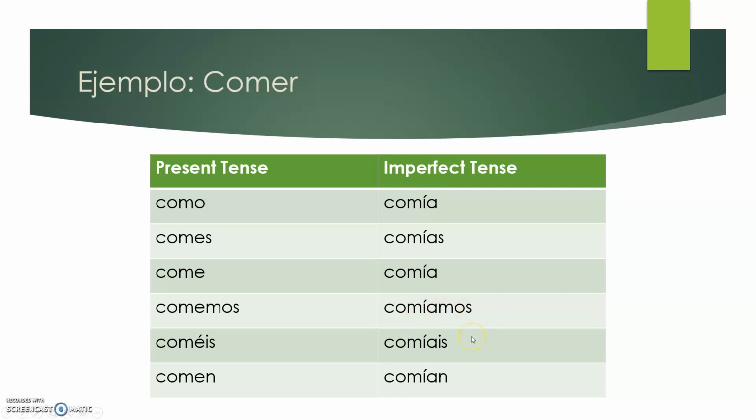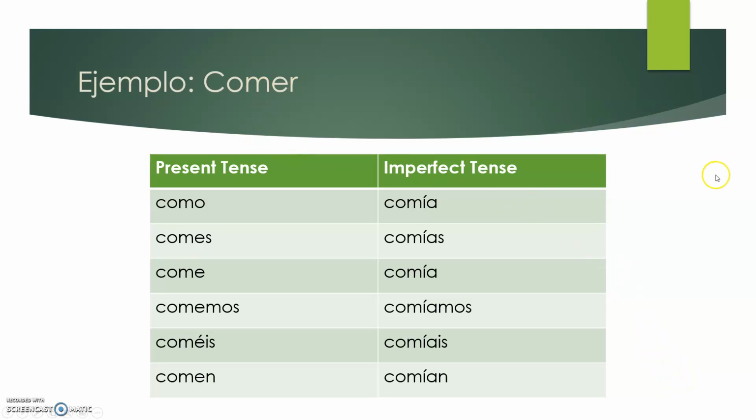Vosotros comíais. Okay, so we still have an IS, similar to the vosotros in the present tense, but it's an IAIS. And that one you really need the accent mark to understand how to pronounce it. Comíais. Okay, and then finally we have ellos, ellas, o ustedes comían. Still has an N, but it has an IA in front of it. Those are the endings with an ER verb.